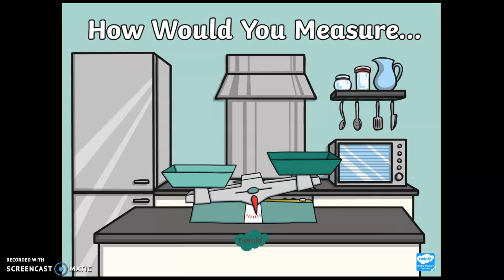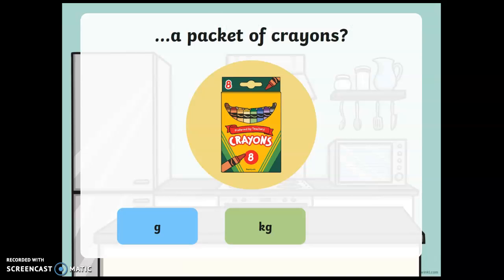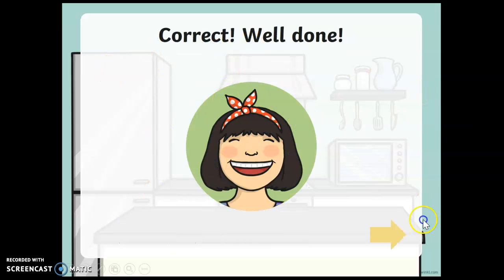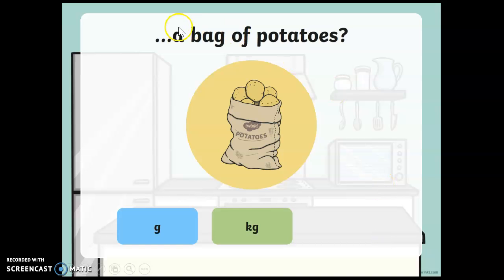Right, now we are going to look at a couple of objects and decide together what we will use to measure these objects. Are we going to use grams or kilograms? So let's see if you and I choose the same option. What am I going to use weighing a packet of crayons? If I think of a pack of crayons, I think it's quite light. So I will choose grams. Correct. Well done. Now it's your turn.